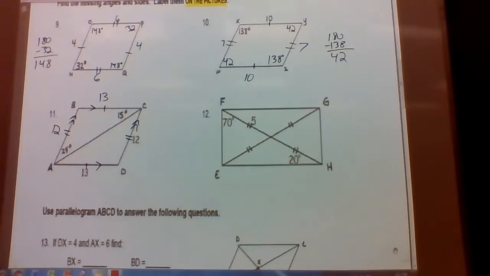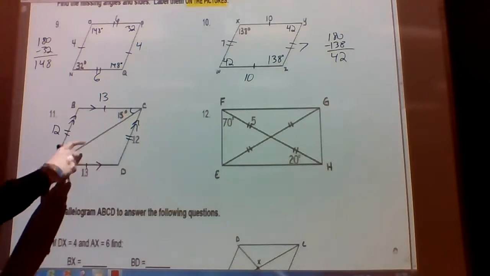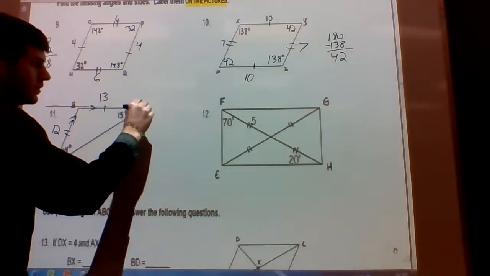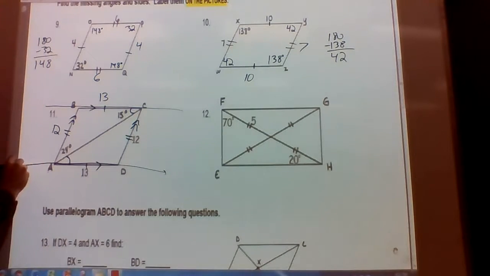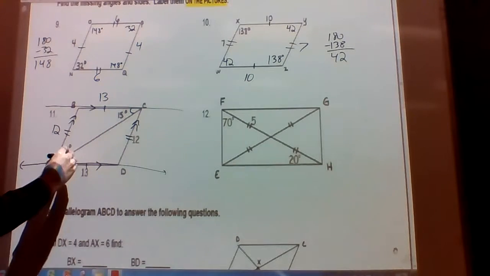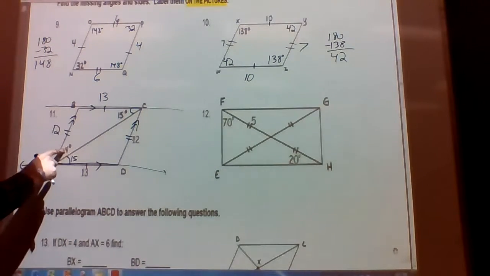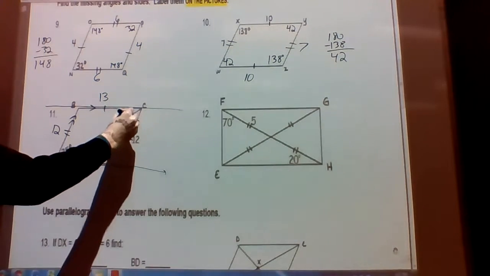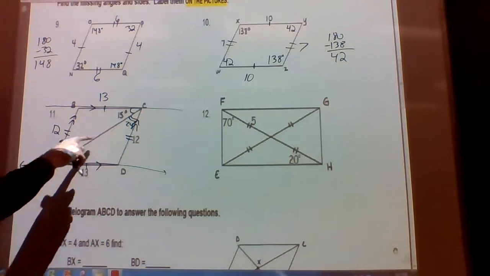Which means that since we have parallel lines, alternate interior angles are going to be congruent. Right here we have alternate interior angles. If these were our two parallel lines, BC and AD, we have alternate interior angles. So if this one's 15, this one is also 15. If this one's 24, then this one is also 24.